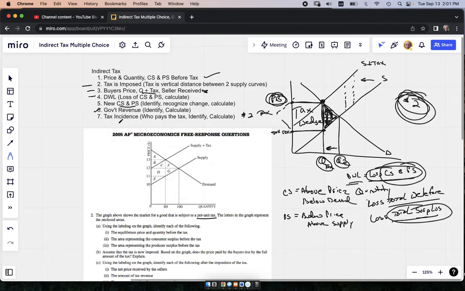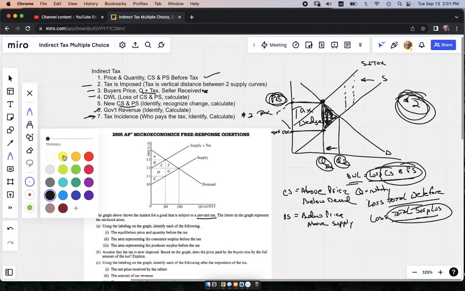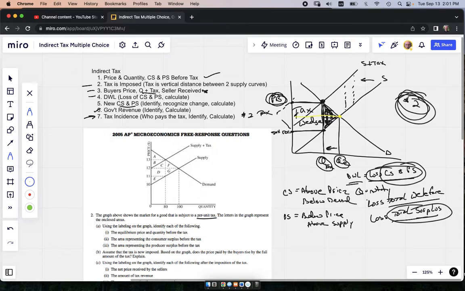All right. And then who pays the tax, right? There's a way to do this, which I think sometimes gets skipped over, but you should know it. If we go to our old equilibrium point and we draw a line straight across, ooh, I hate that color, I'm colorblind, and that's just terrible. So let's try this one. We go to our old equilibrium point, we go straight across.